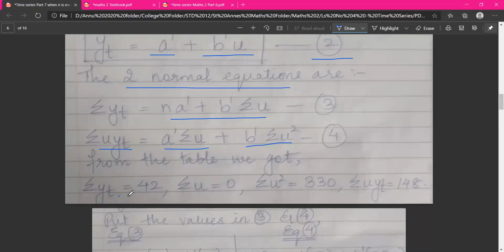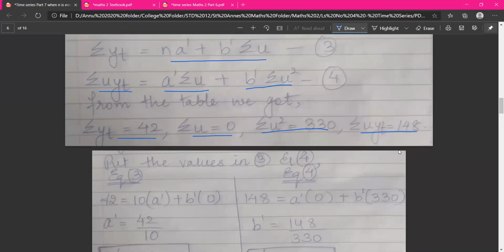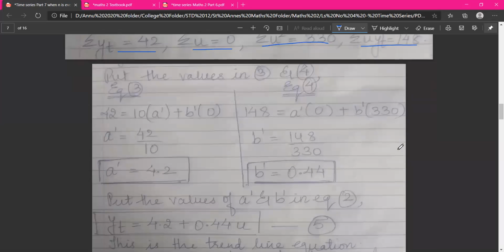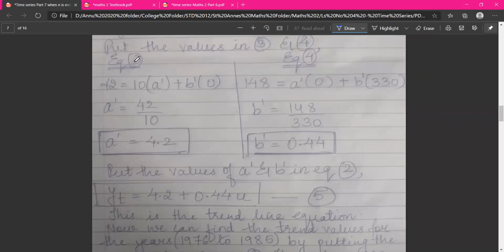Now from the table हमने 4 columns के total किए थे. We will be using all those 4 totals in order to find the value of a dash and b dash. So as you can see from the table, summation yt was 42, summation u is 0, summation u square is 330, and summation u into yt is 148. So I will substitute the values in equation number 3 and equation number 4, and you will get somewhat like this. 42 is equal to 10 into a dash plus b dash into 0.